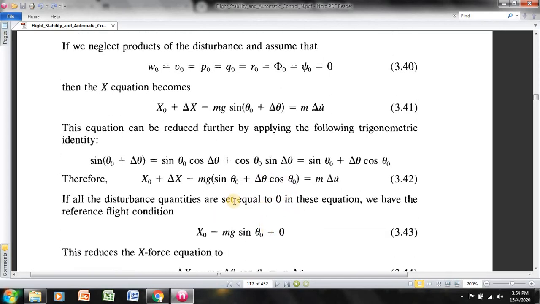And remember that theta is almost small. If all disturbance quantities are set equal to zero, in this equation we have the flight condition. Let's say this X naught, the initial X, minus mg sine theta naught equals zero. So theta is small. Theta naught initially, if you are flying straight and level, is small.